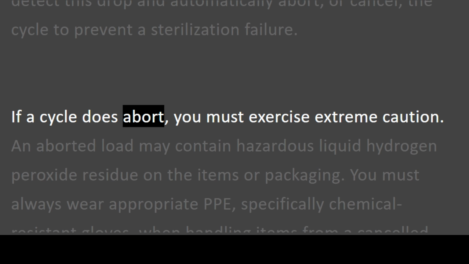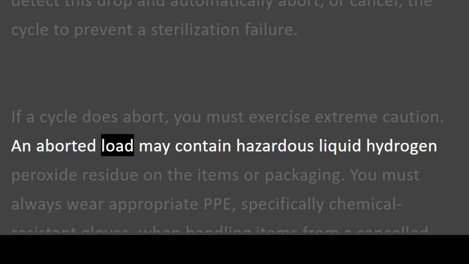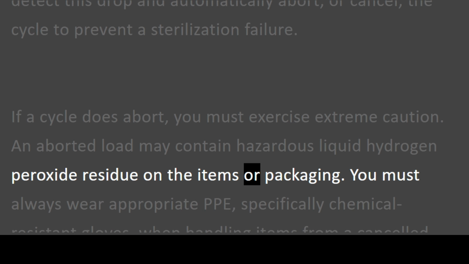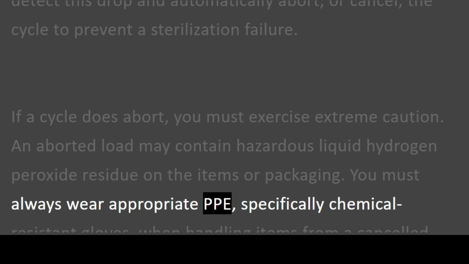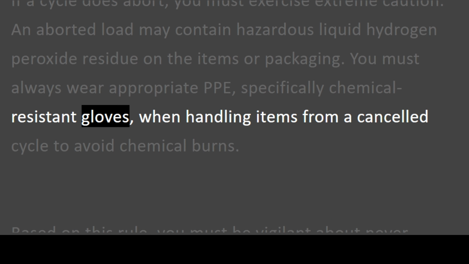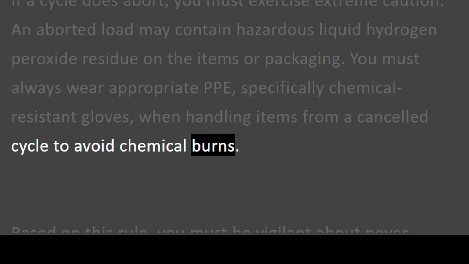If a cycle does abort, you must exercise extreme caution. An aborted load may contain hazardous liquid hydrogen peroxide residue on the items or packaging. You must always wear appropriate PPE, specifically chemical-resistant gloves, when handling items from a cancelled cycle to avoid chemical burns.